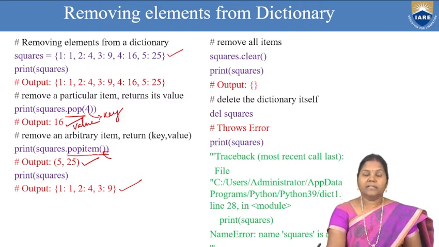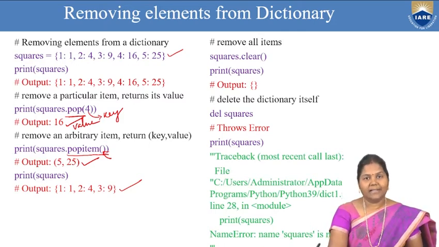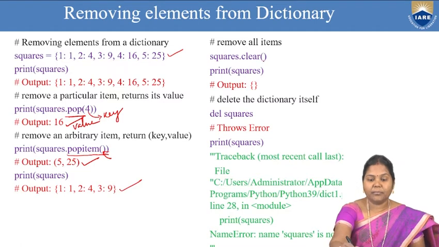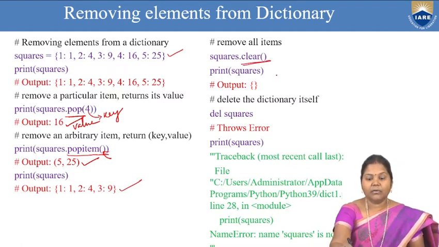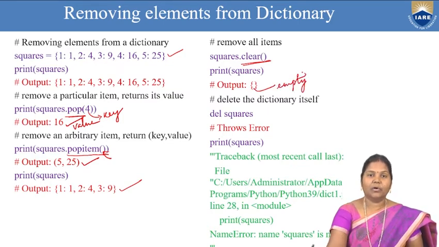Now let us go for the clear method and the del keyword. If I want to remove all the items and make the dictionary empty, then I simply have to write squares.clear(). So this will clear all, and now the dictionary becomes an empty dictionary because all the key value pairs are removed from it.